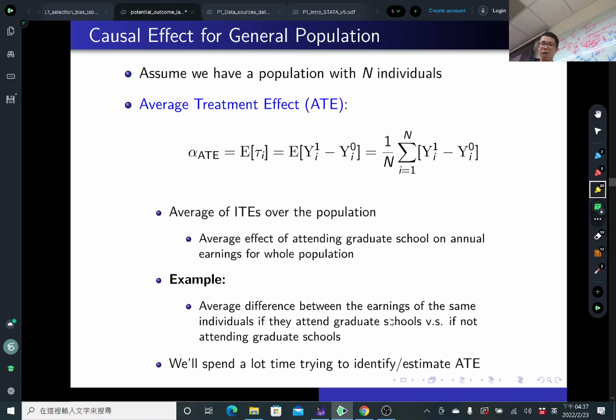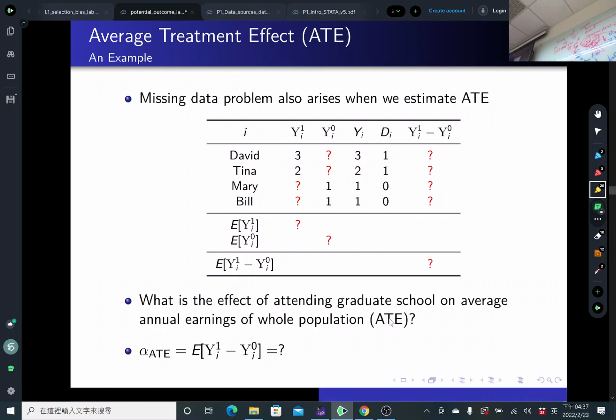You want to calculate. So again, we use the same example. The population is these 4 people. We want to know the effect of attaining grade school on these 4 people's annual earnings. In the previous slides, we just wanted to understand each individual's effect. And here we want to understand these 4 people's average effect. So that's the different concept: individual treatment effect, average treatment effect.